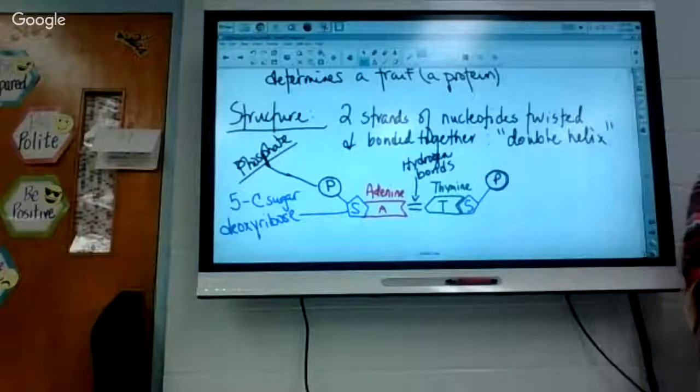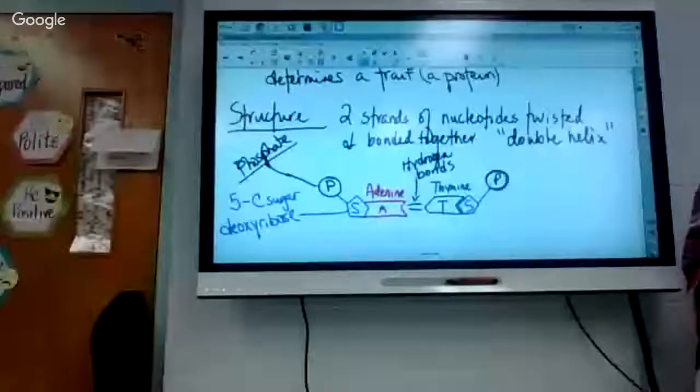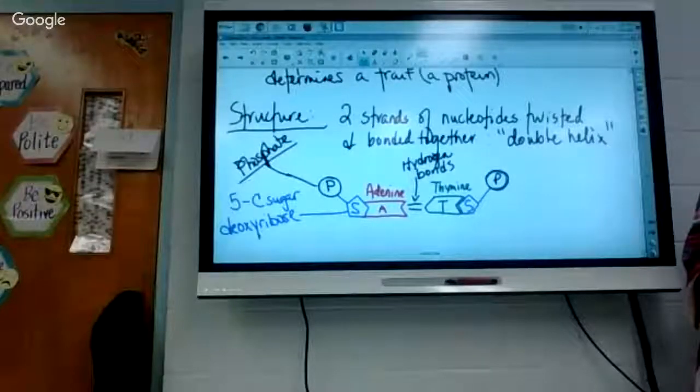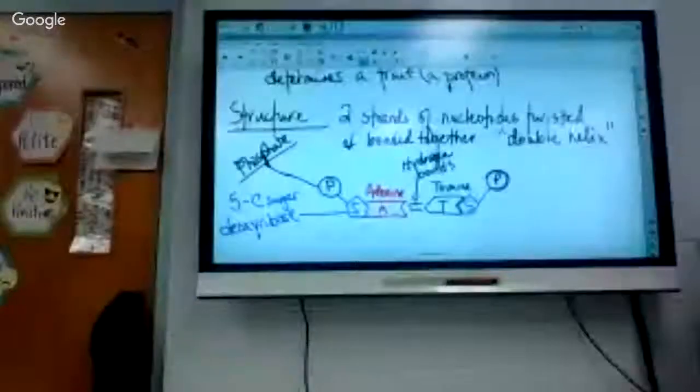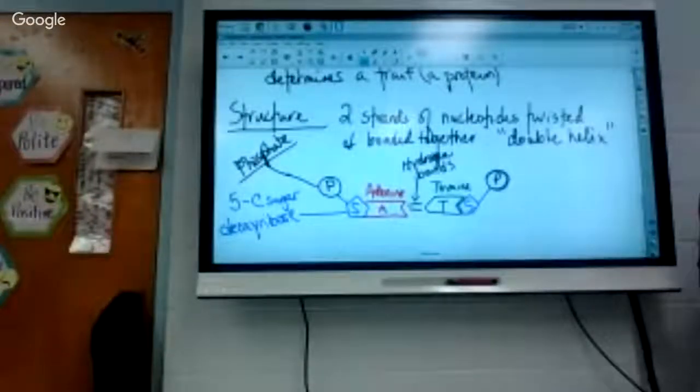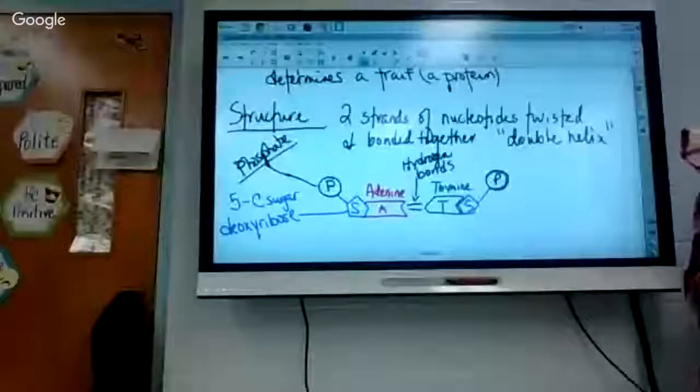Are hydrogen bonds and phosphates supposed to be the same color? It doesn't matter. Okay, I just. Yeah, it really doesn't. So for your models, you have to have the same color for the phosphate, the same color for your sugar, and then you have to have the same colors for your A's, your T's, your C's, and your G's.